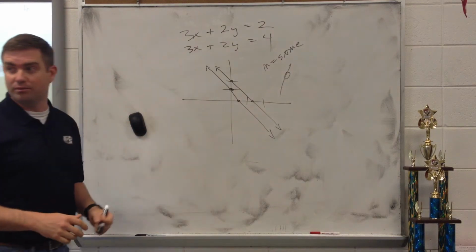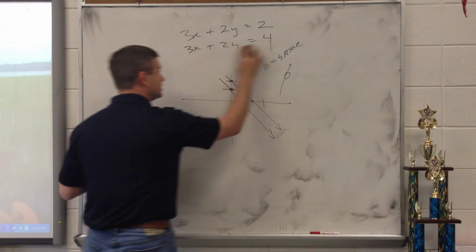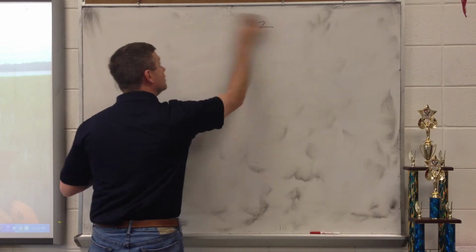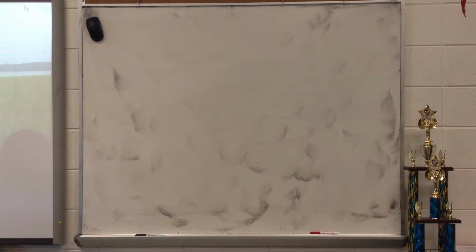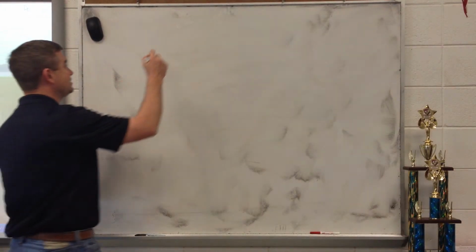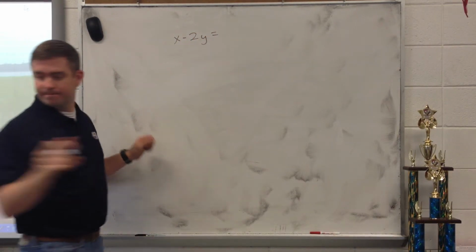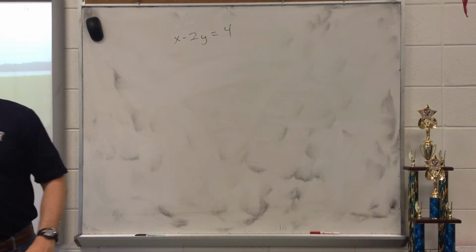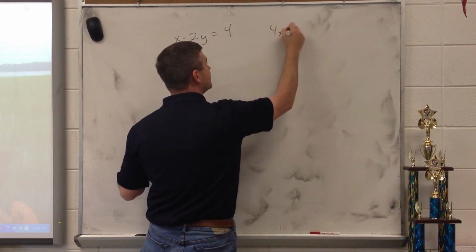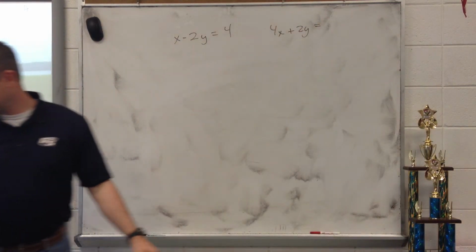Let's do one more. I think you need one more. Any questions? Let's do one more that has a solution, and I may let you do it on your own. Let's try one more. x minus 2y is equal to 4, and 4x plus 2y is equal to 6.